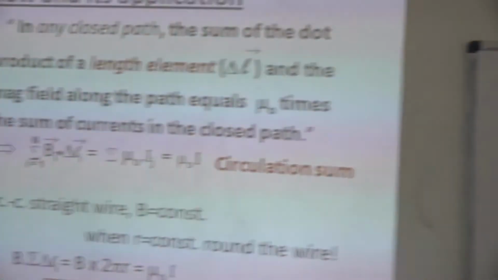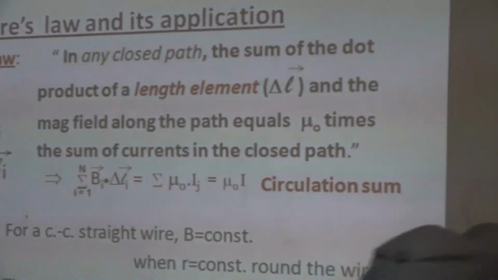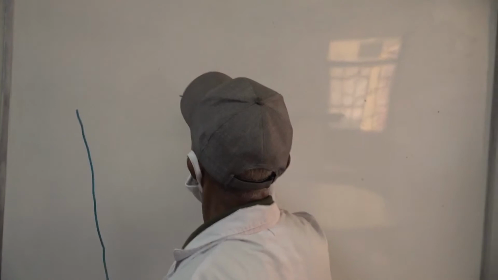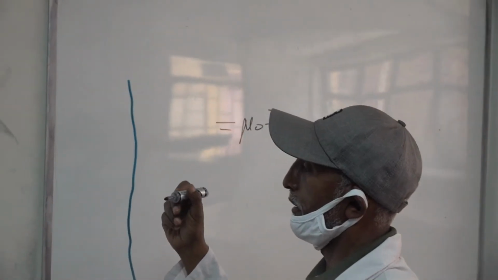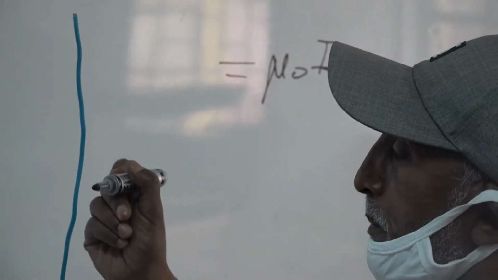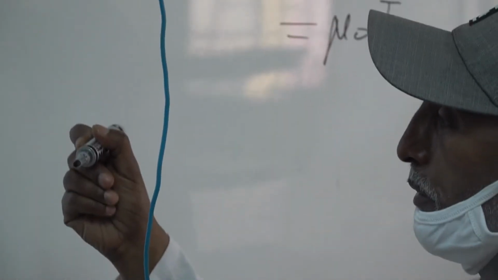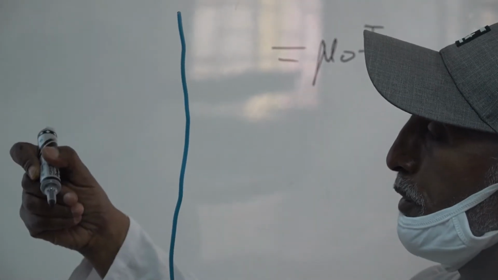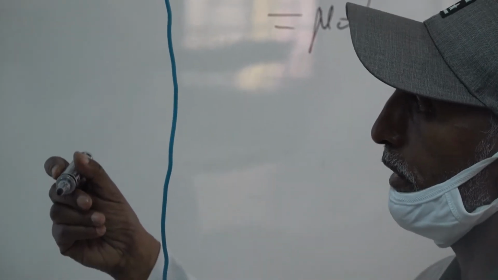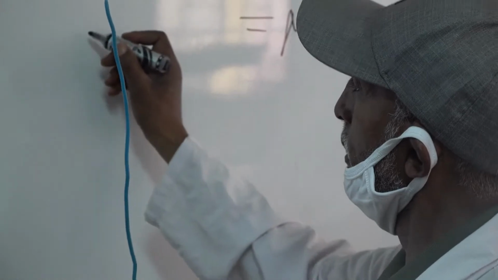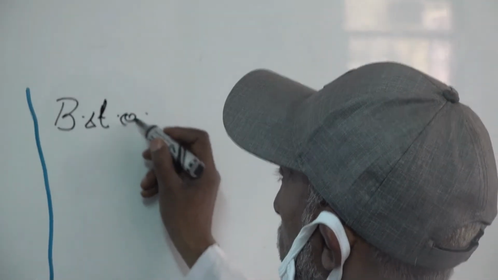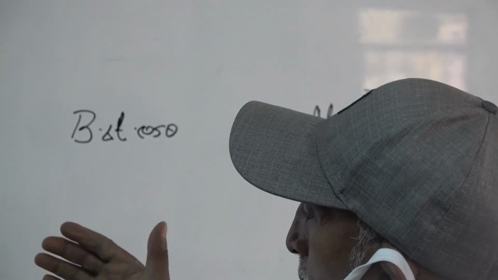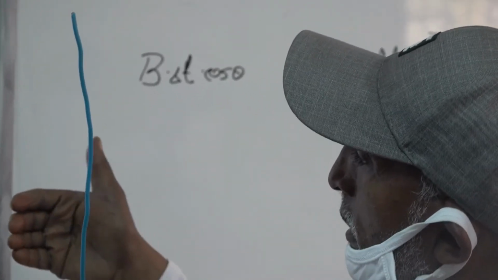So if you have only a single wire and there is only a single current, you have mu0 times I. Actually, if you keep the same distance from the wire, you argue that the B at this point and the B at the next point will not be different in magnitude, not in direction, in magnitude. So you get B times delta L times cos 0 degree, because magnetic field strength direction and displacement are in the same direction.